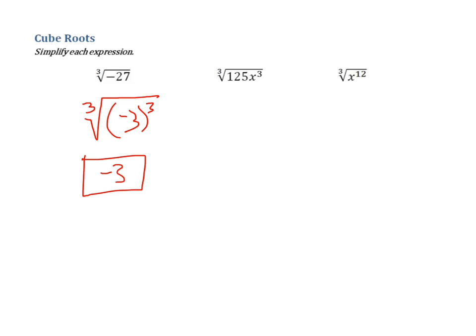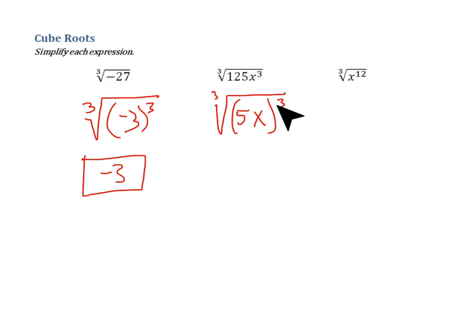All right. And so along the same line here, let's take the cube root here. And so we ask ourselves, what number cubed is 125? Well, that is 5. 5 to the 3rd power is 125. And so we can rewrite this expression as 5x cubed.